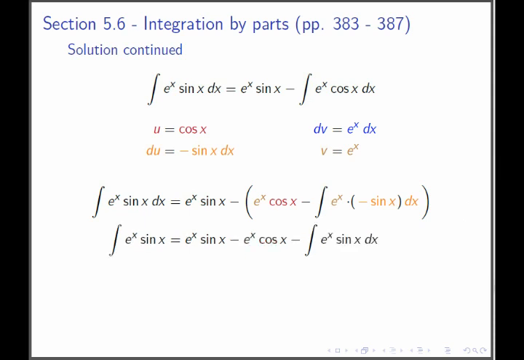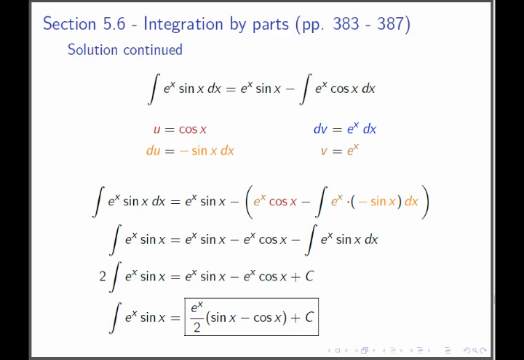and let's simplify. This negative cancels with this negative, but this negative then distributes to both terms, so that's why we have both negatives here. And so what I see is this integral appearing on the left and right again. So let's solve for it algebraically. Add this integral to both sides, and then divide by 2. And here's our integral.